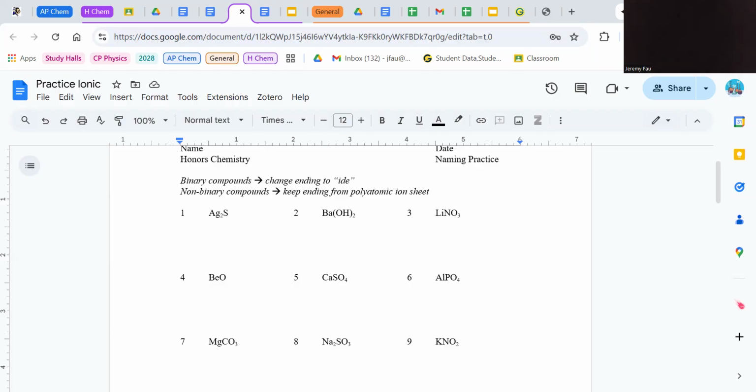All right, guys, so I want to go over how to do some of these as an example for you. So let's look at number one first on this side. The first thing we're looking at is how many elements are here, and we have two distinct elements. There's the Ag, and then the S, two capital letters. Because we have two elements, it's a binary compound, only two elements.